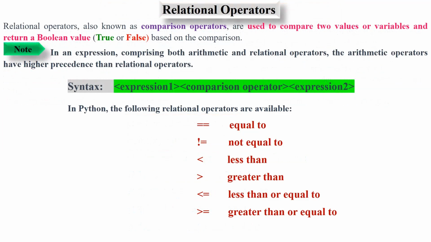Relational operators, also known as comparison operators, are used to compare two values or variables and return a Boolean value, true or false, based on the comparison. In an expression, comprising both arithmetic and relational operators, the arithmetic operators have higher precedence than relational operators. The syntax is expression 1, comparison operator, expression 2. In Python, the following relational operators are available: equal to, not equal to, less than, greater than, less than or equal to, greater than or equal to.